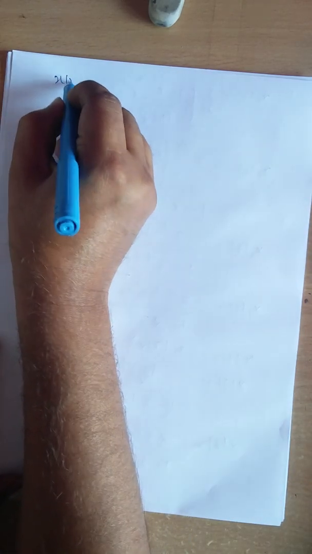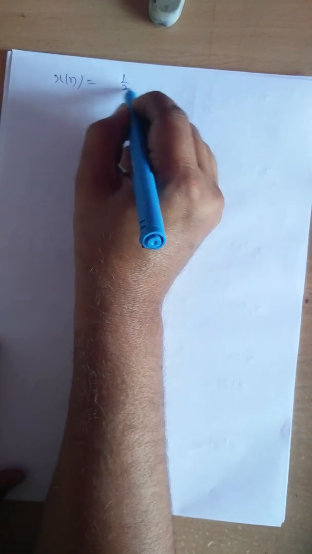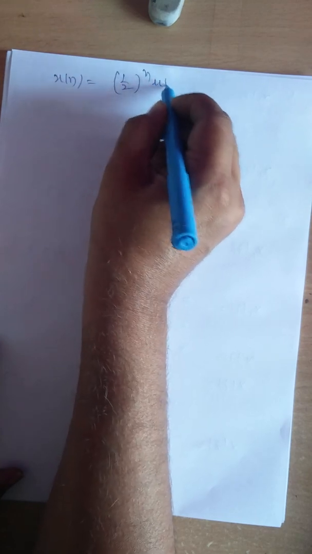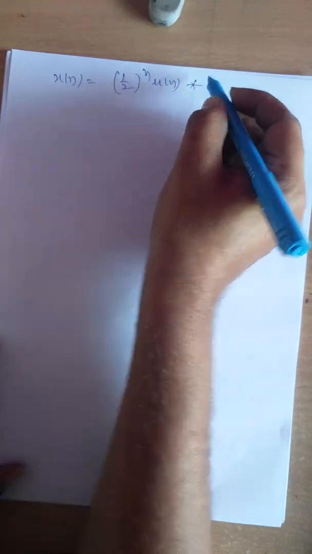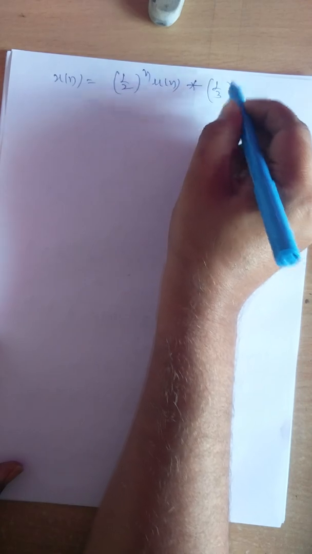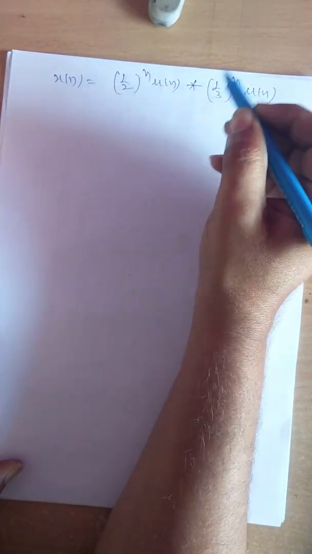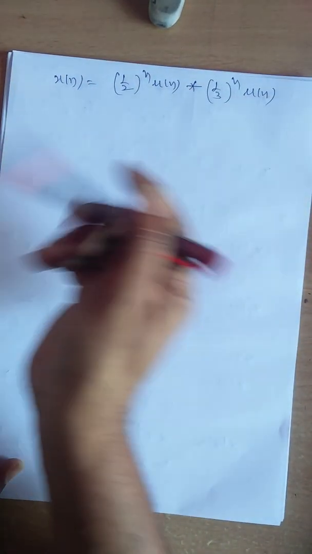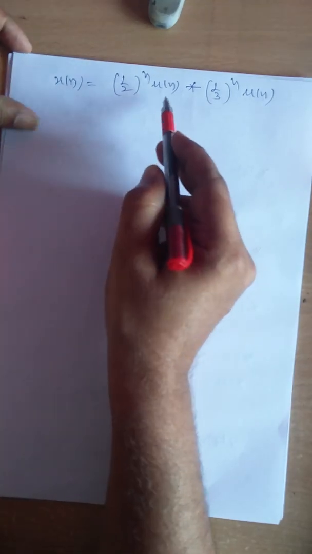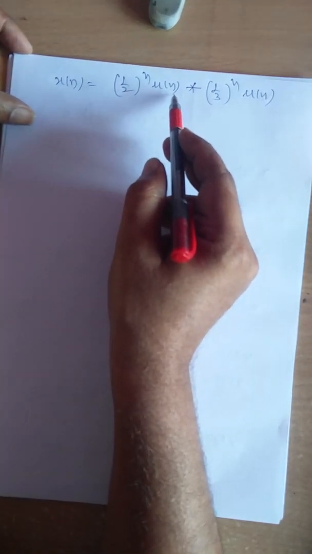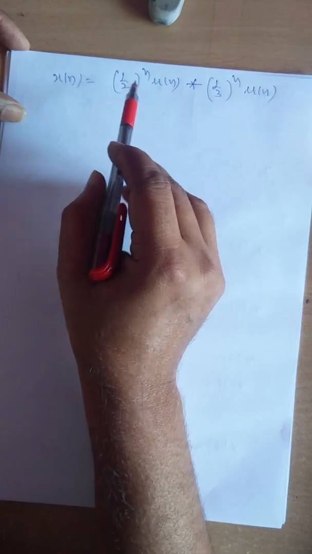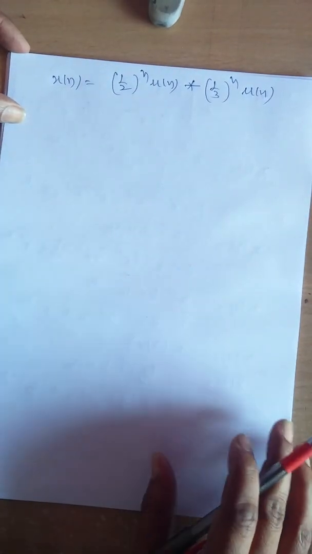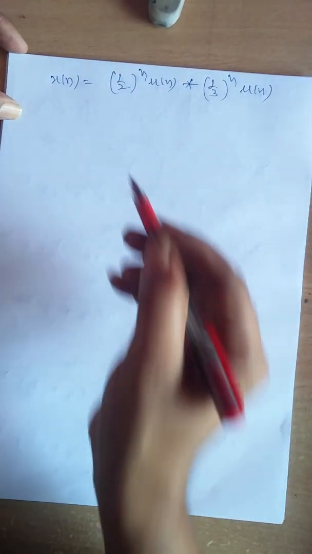Let us take the second problem. x of n is equal to 1 by 2 whole to the power of n into u of n, linearly convolved with 1 by 3 whole to the power of n into u of n. In this problem, you know the convolution property: convolution of two sequences in the time domain is equivalent to multiplication of their z transforms in the z domain.